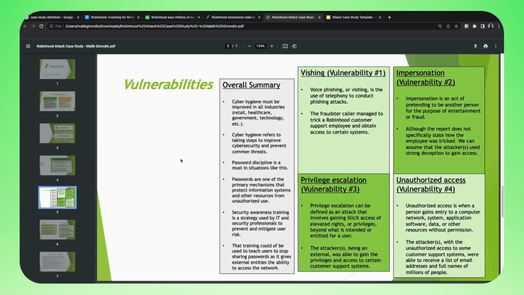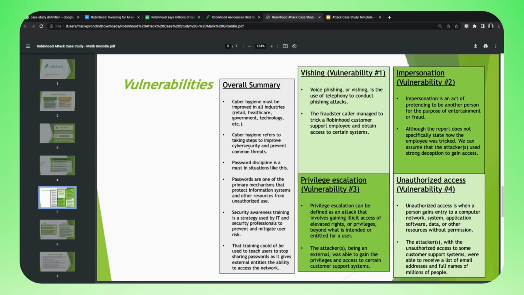Vulnerabilities. How did Robinhood get hit? What were the 4 main vulnerabilities? Phishing. This threat actor called via phone. Voice phishing: "Hey, I'm an employee." Impersonation. Privilege escalation: once the attacker got in, he started moving up and extracting some data. Unauthorized actions: he did not have rights to go in. He's not an employee. He was not in tech. He did not have rights to go into their system.